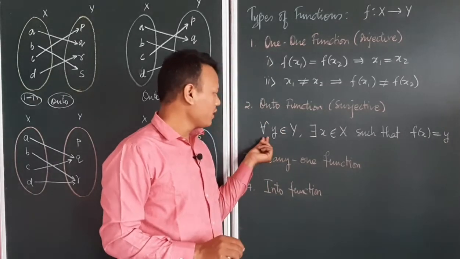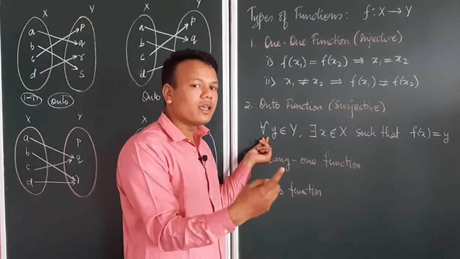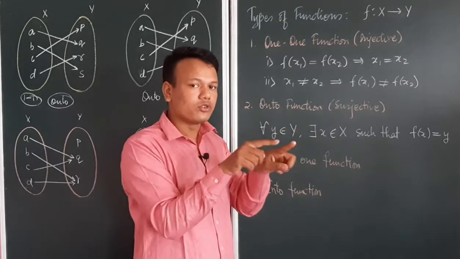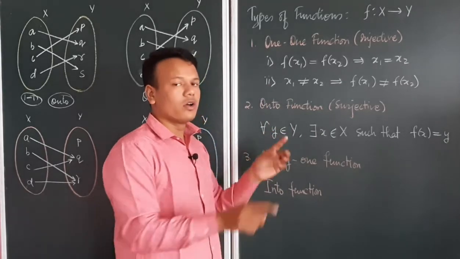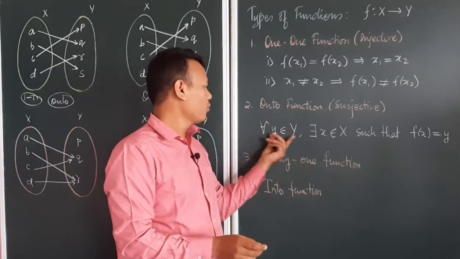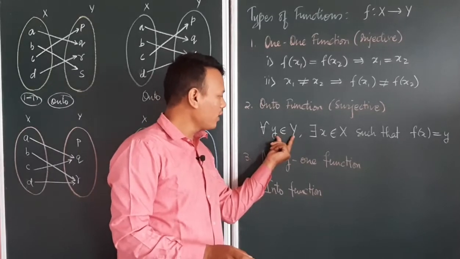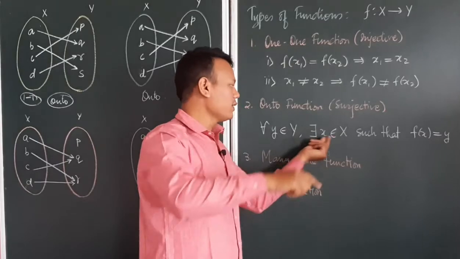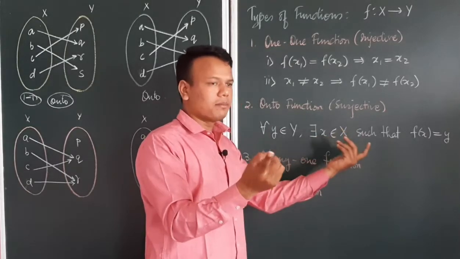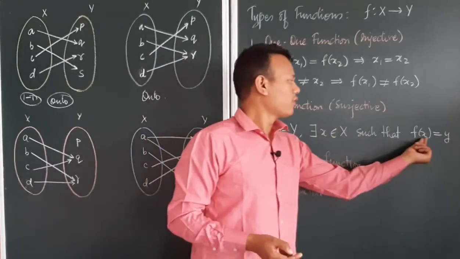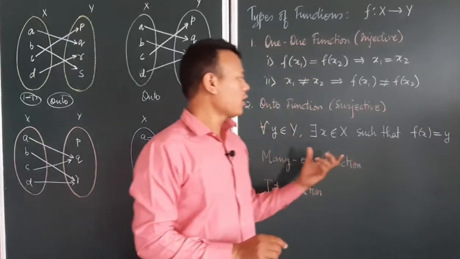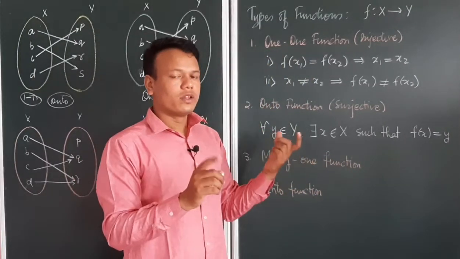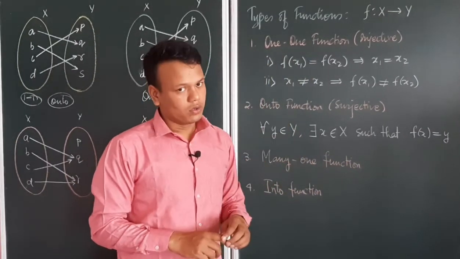Why am I taking for all y, for every y? Because every element has to be mapped. So that's why I am choosing all the elements from y. So for all y belonging to the second set, there is some element in the first set which is getting mapped with that particular y, that is f of x is equal to y. So this is how we are going to show whether the function is onto or not.